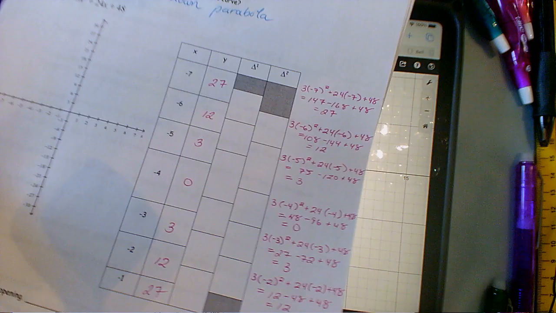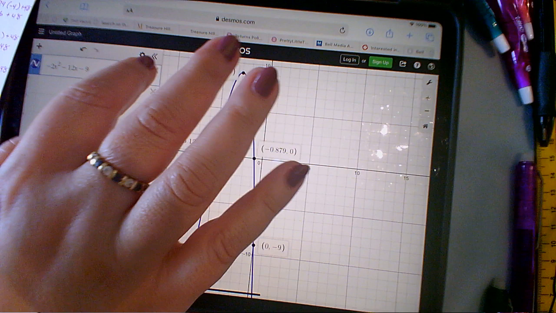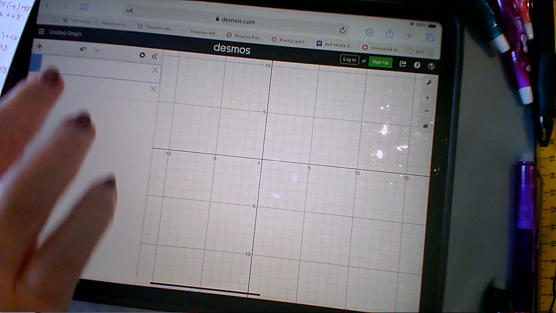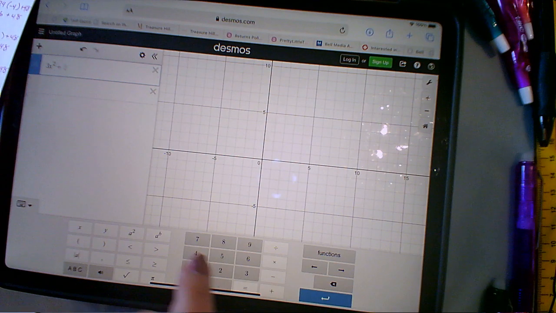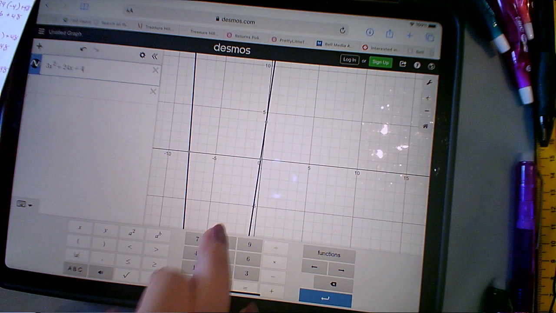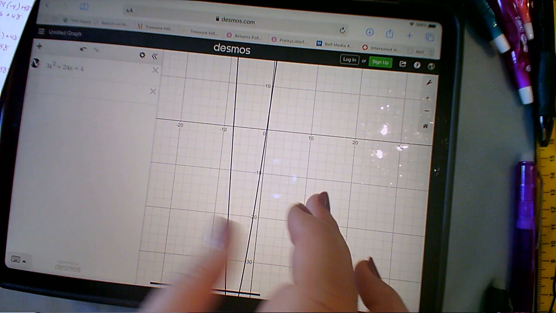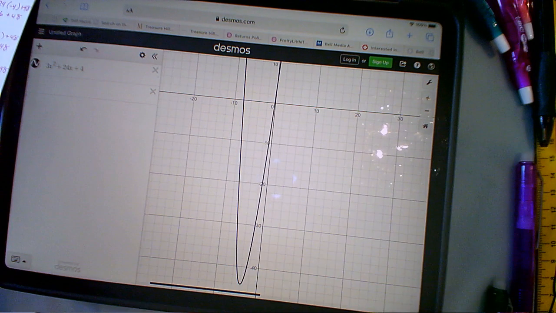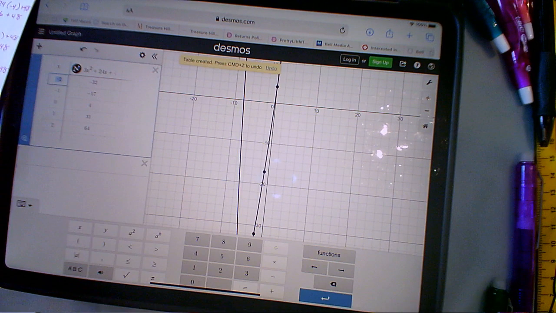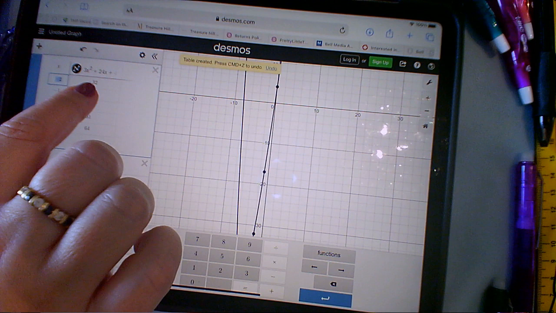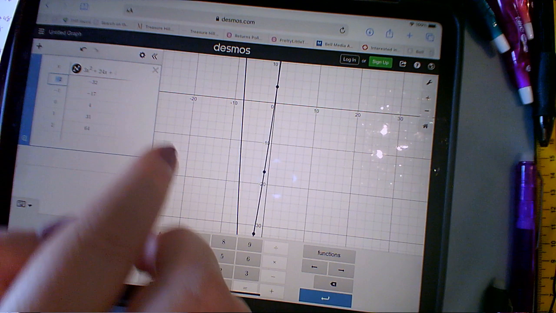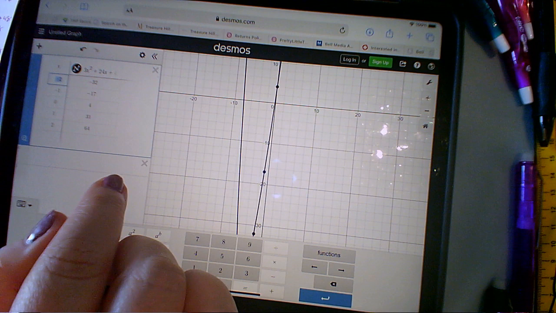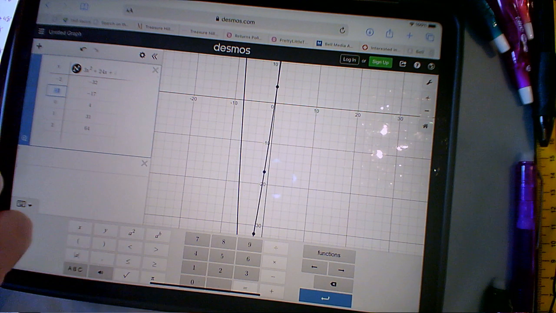Now, I'm going to just cheat a little bit. I'm going to go right up to my decimals. I'm going to type in 3x squared plus 24x plus 48. Now these are big numbers. There we go. There he is. Now to fill in my table again, I go to the settings and I go right there. So I need certain x values. So I need negative 7. So negative 7.